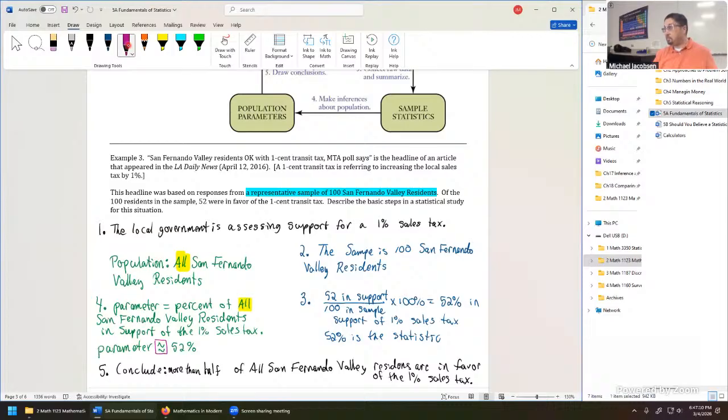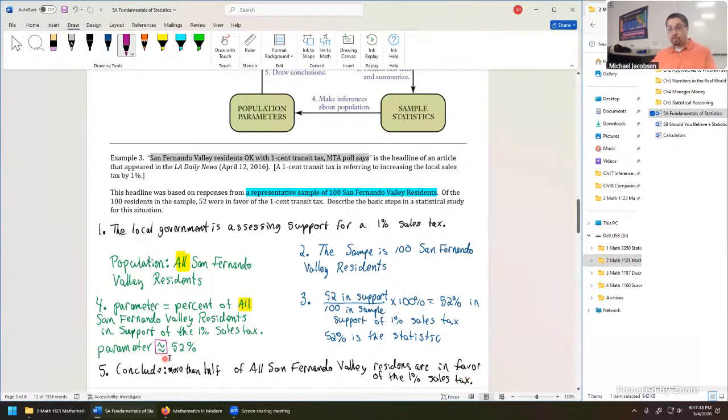Okay, here's the problem with this conclusion. No matter how we write it, this one's obviously really bad. I think they're just trying to sell more papers at the LA Daily News because it's shocking that San Fernando Valley residents are okay with a 1% sales tax. We're okay with being taxed more is a rare public opinion in my view. Even if we make it more than half of all San Fernando Valley residents are in favor of the sales tax, it's a little bit better, but it still has one massive problem.